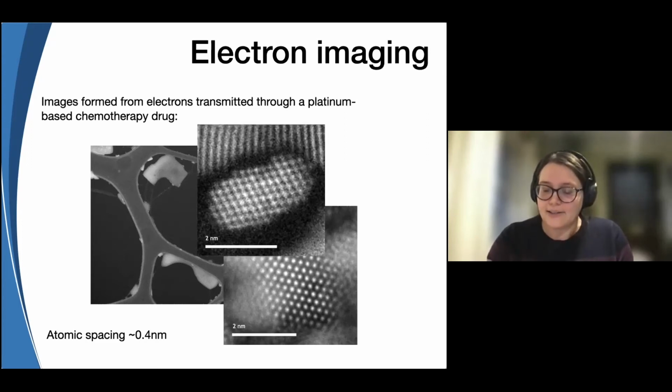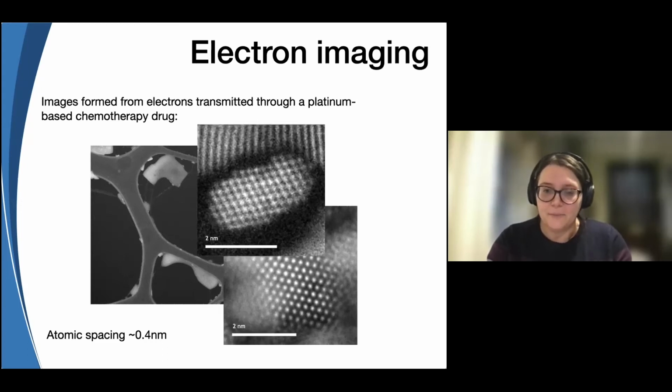And actually what you have there is each dot being a column of atoms that the microscope can resolve from a separate column of atoms. And those 2 columns of atoms are spaced about 0.4 nanometers apart. So what you've got there is an atomic resolution image of platinum inside a drug that's administered to cancer patients.